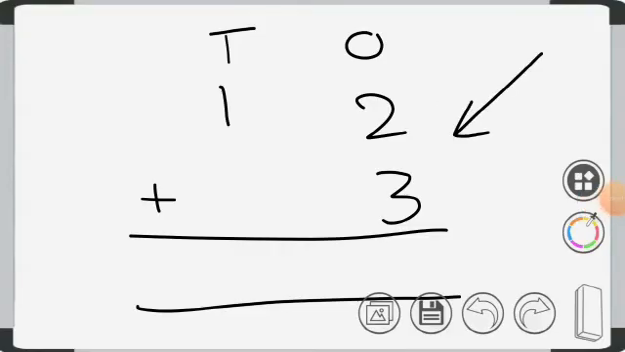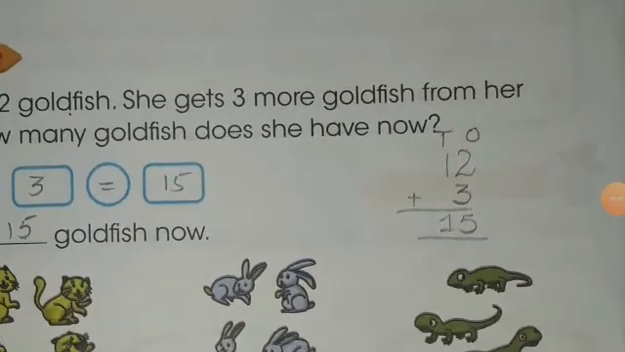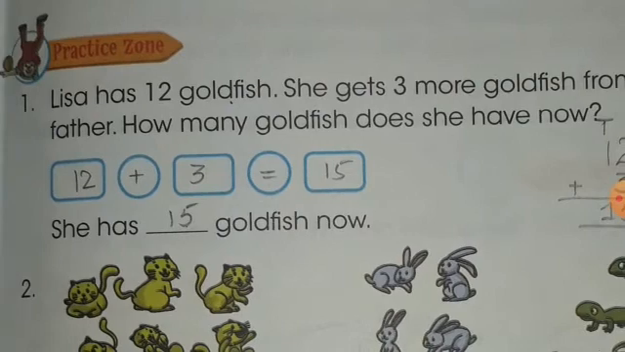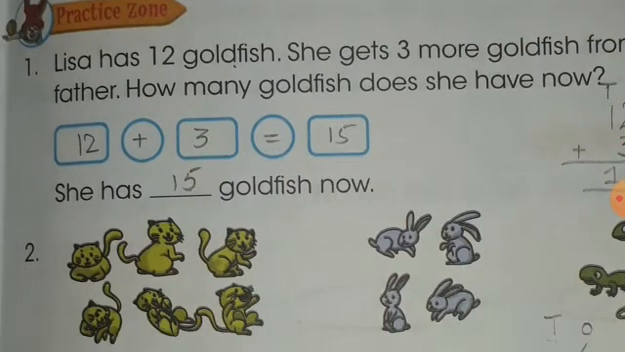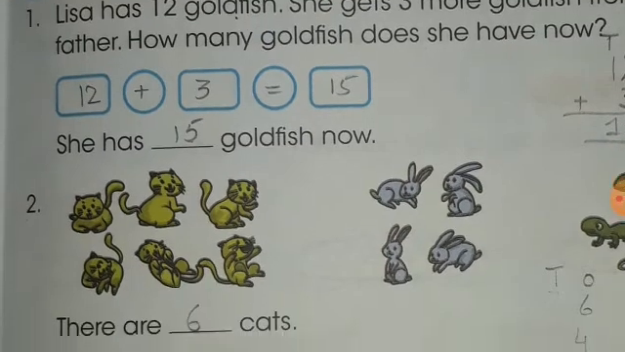We will start from ones. 1, 2, 3, 4, 5. We will write 5 in ones place and 1 will be as it is. What is the answer? 15. Dear students, you can solve here roughly on your book. 15 is the sum of 12 and 3, and we will write in the blank also: she has 15 goldfish now.